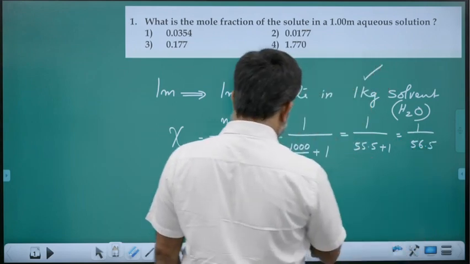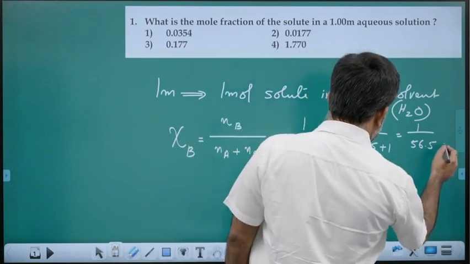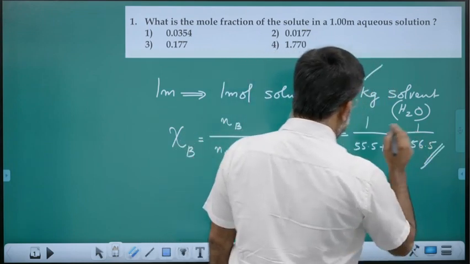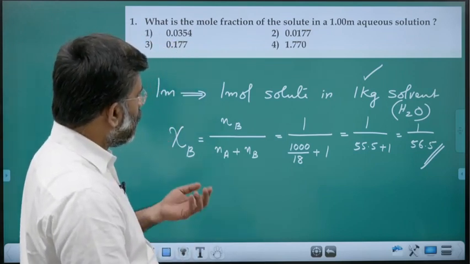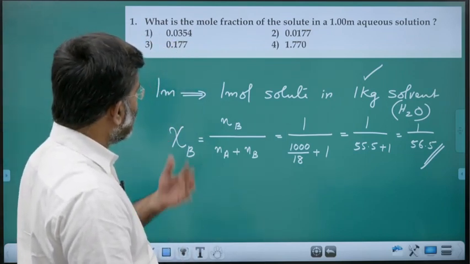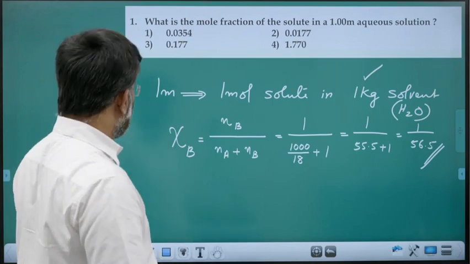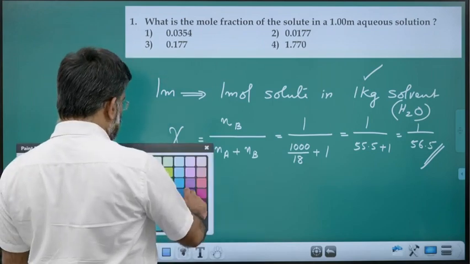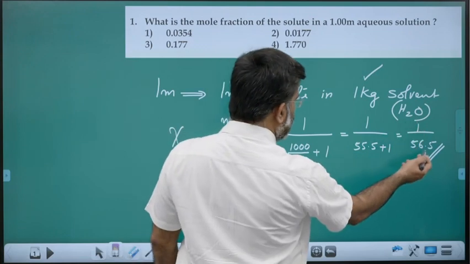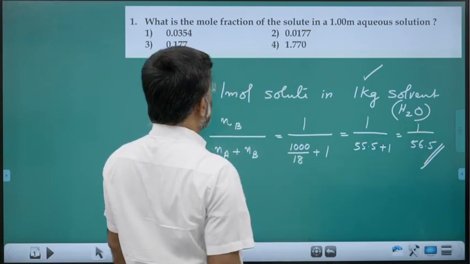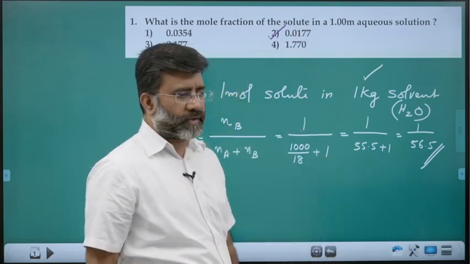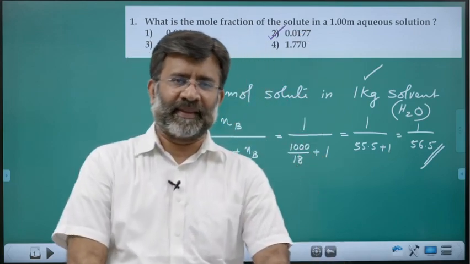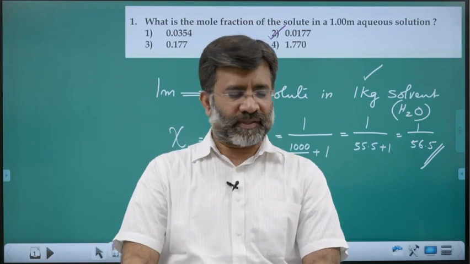See, 1000 by 18, all of you know that figure, 55.5. So it is close to 1 by 60, which means 0.016, slightly greater than that, 0.016. Suppose I am taking this as 1 by 60. It is 0.016 and the value is slightly greater than that. Second choice is the correct answer. Correct answer is second choice. Is it clear?